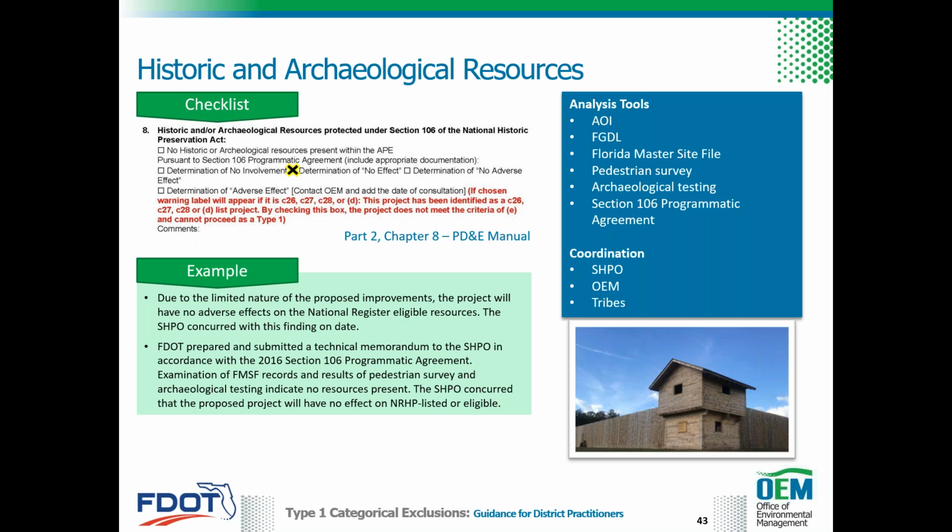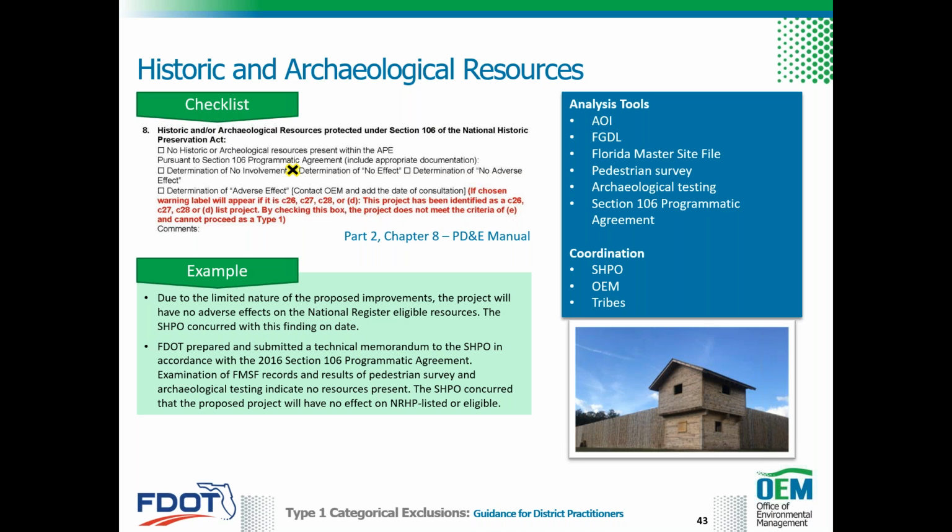The second group includes 57 activity types, and it requires a desktop evaluation or also could require a field review in order to verify that the project has no potential to affect historic properties or to determine that additional efforts are needed to meet the requirements of historic preservation laws. Examples include things such as construction of bicycle and pedestrian paths, adding or lengthening of turn lanes, installation of ramp metering control devices, things like that. Please consult Part 2, Chapter 8 of the PD&E manual for the full list.